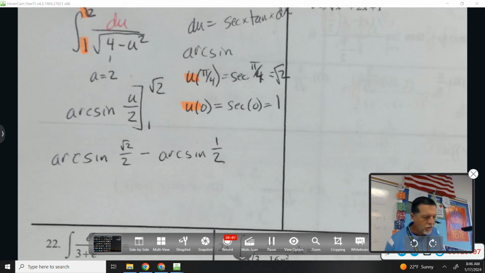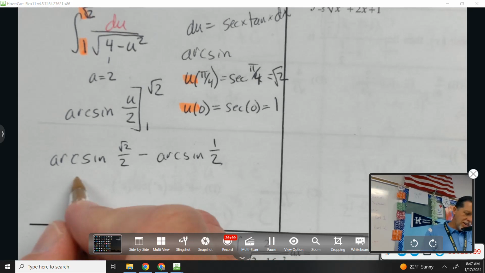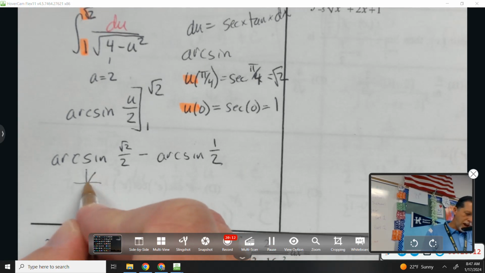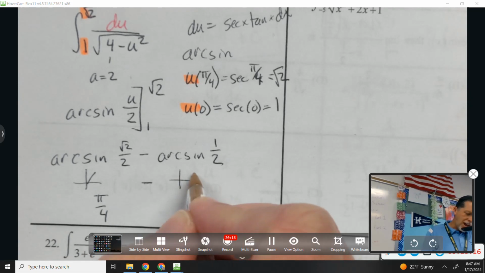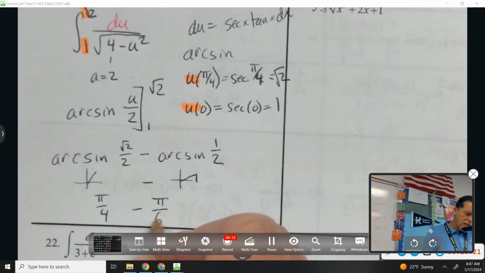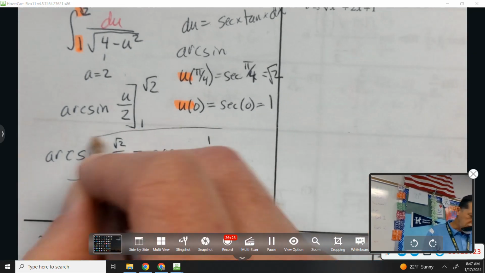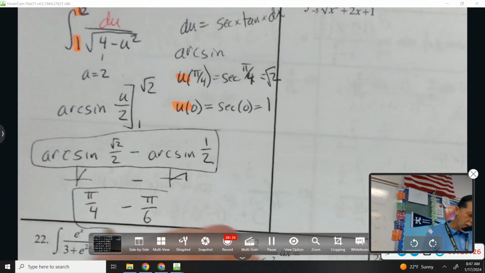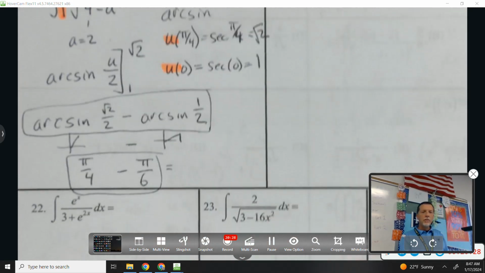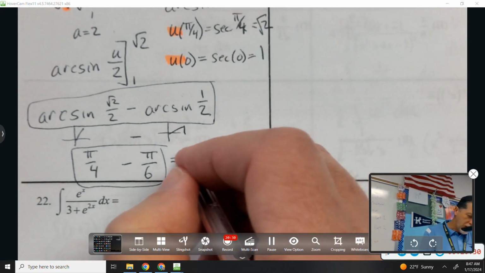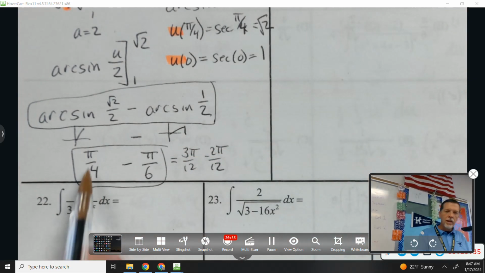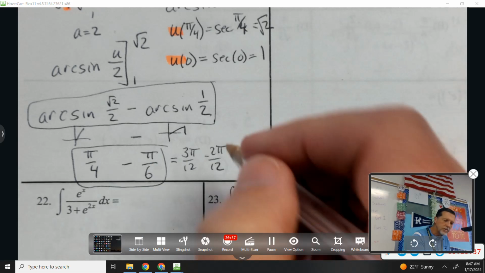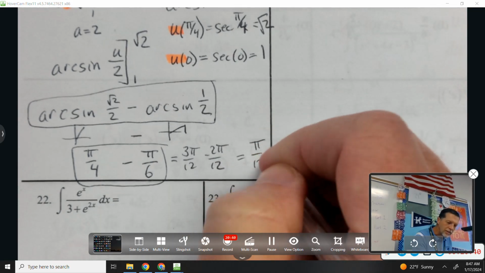Now, multiple choice, we're going to assume you know. Let's see, the sine is root 2 over 2 at pi over 4. And the sine is a half. That would be at pi over 6. So that's a safe stop. That's a safe stop. And if we really wanted to get fancy, we could go common denominators here. 3/12 and 2/12 is 1/12.